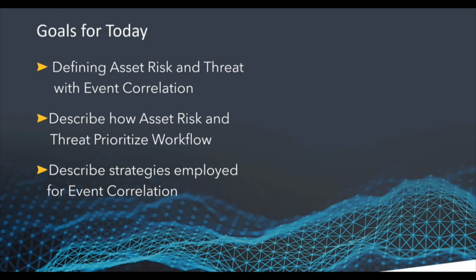What are the goals for today? Today we're going to talk about what asset risk and threat means, how we define it, and how it works with event correlation. Then we're going to talk about how asset risk and threat prioritizes different teams' workflows. And then I'm going to go through a use case and describe our own strategies around event correlation.